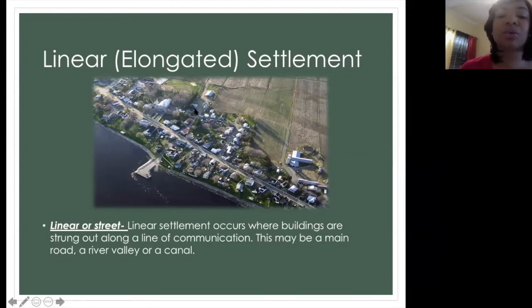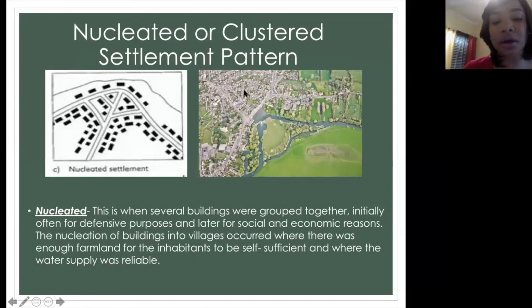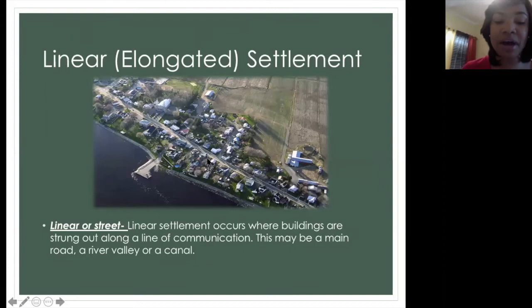So we can actually see why it's called elongated or linear. Look at how the buildings on this settlement pattern are structured along this roadway. Much different from our prior settlement pattern, which has buildings more in clusters. You see how the houses and the buildings are in clusters? So the difference is this settlement pattern moves along a line, usually along a road, a river, or even the ocean itself, some coastal area.